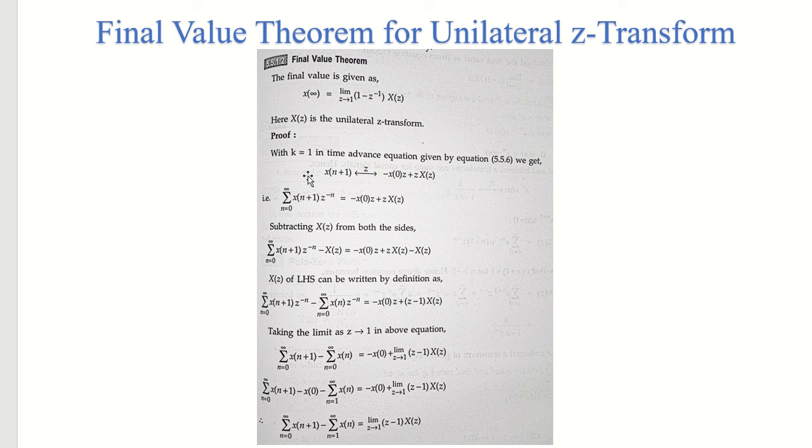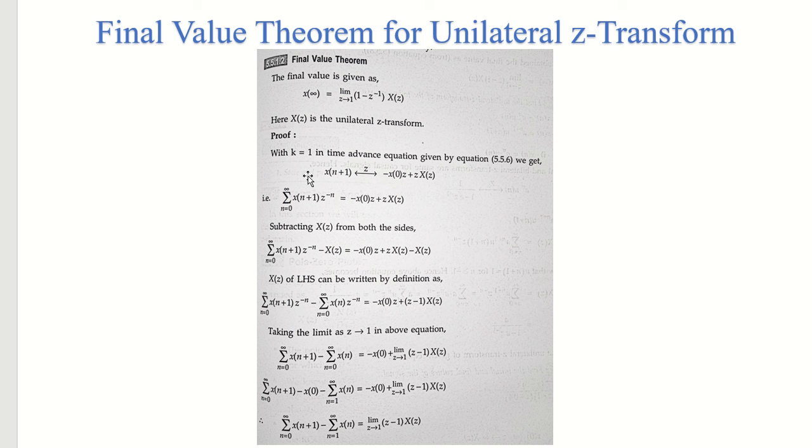Now you have to find the Z transform of this value. So when you want to find the Z transform, what will you do? You will simply implement the Z transform formula. So you will be writing summation n equals 0 to infinity x of n plus 1 z raised to minus n. The other side will remain as it is: minus x of 0 into z plus x of z into z.